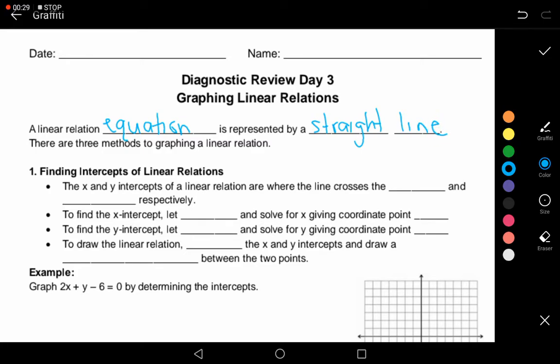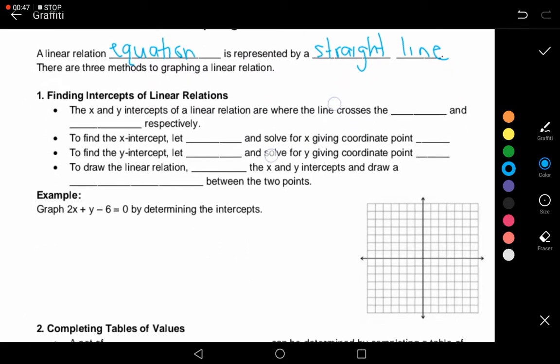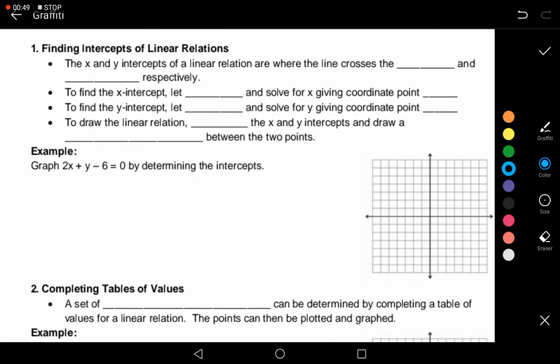Okay, so there are 3 different methods that we can use to graph linear relations. And we're going to go through all 3 methods. You should know how to do all 3 methods. But of course, on tests or quizzes, you may have the option, so obviously choose the one you understand the most. So the first method is called finding the intercepts.